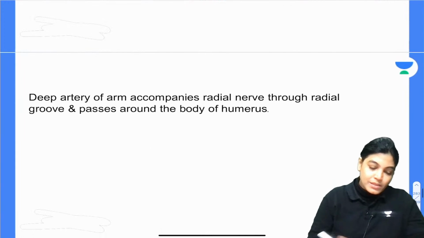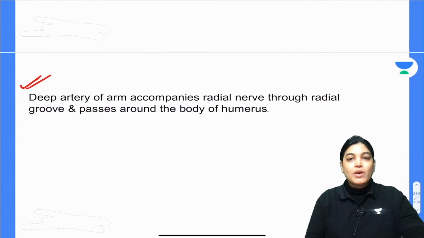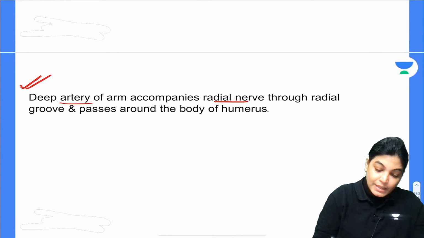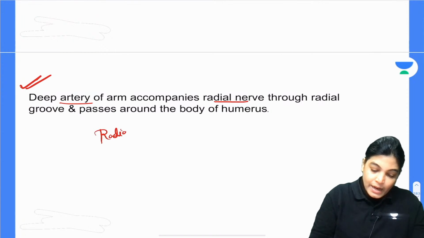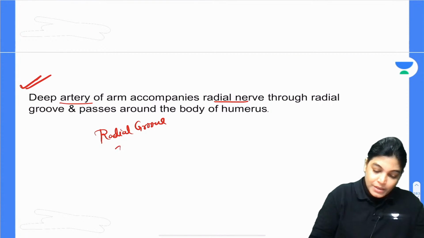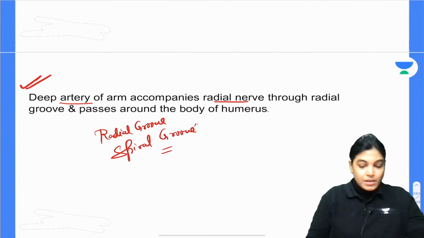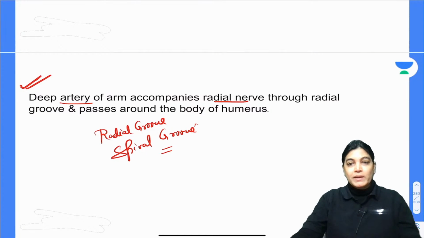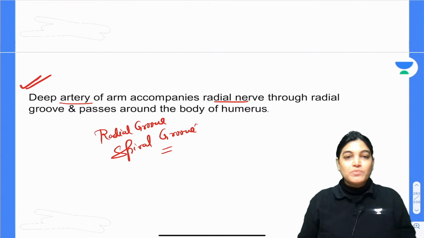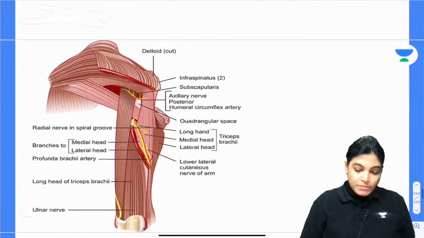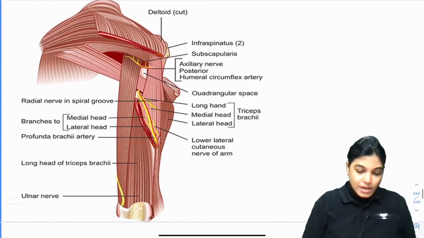So my dear aspirants, please note down that deep artery of arm is running along with radial nerve in the radial groove, which is also called the spiral groove, and the radial or spiral groove is the location which is lying in the posterior aspect of the humerus. Okay, so let me show you this diagram.